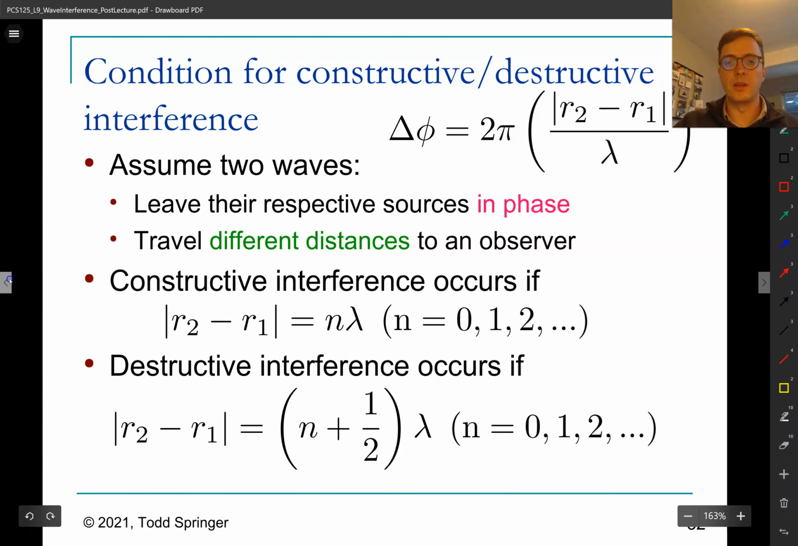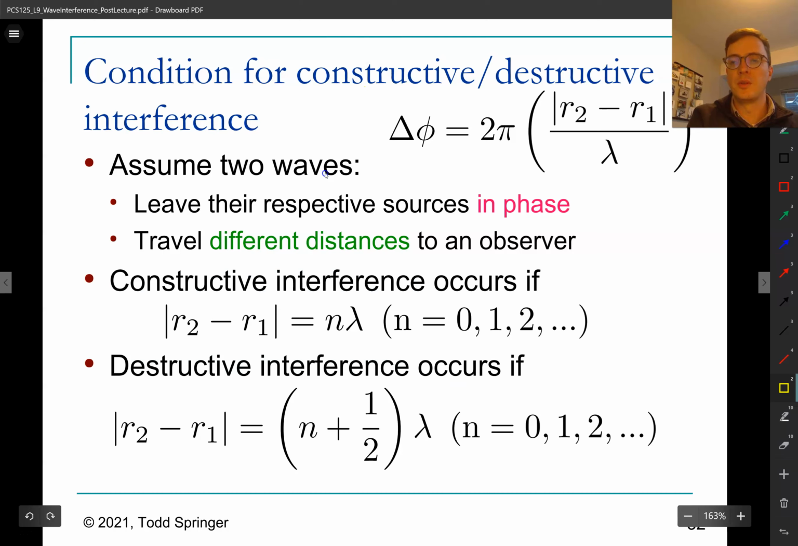So I think this is what I've already illustrated to you: if you assume that two waves leave their respective sources in phase and they travel different distances to an observer, I'm going to have destructive interference if the phase difference is pi, or 3 pi, or 5 pi, and so on. And since we know the relationship between the phase difference and the path length difference, if the difference between the two paths is 1/2 a wavelength, or 3/2 of a wavelength, or 5/2 of a wavelength, I get destructive interference. And if the difference in path lengths is 1 wavelength, or 2 wavelengths, or 3 wavelengths, I get constructive interference.